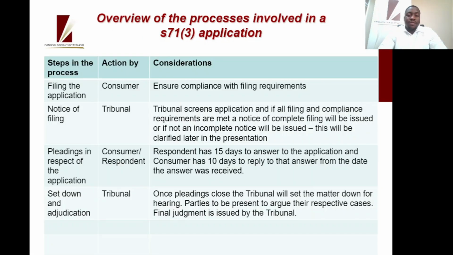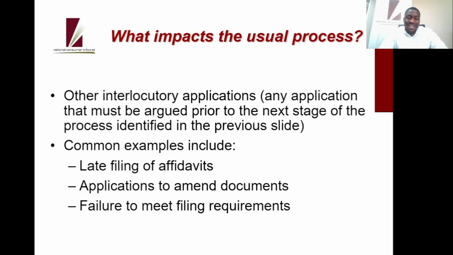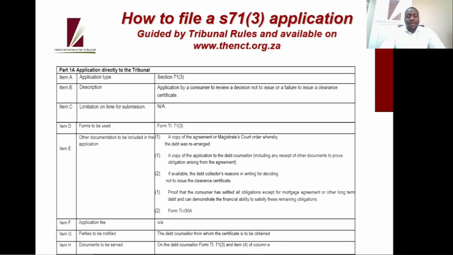The projected table provides an overview of the step-by-step processes involved in filing a Section 71(3) application. There are certain instances that impact the usual process, such as other interlocutory applications. This is any application that must be argued prior to the next stage of the process identified in the previous slide. Common examples include the late filing of affidavits, applications to amend documents, or failure to meet the filing requirements. The projected table provides the guidelines on how to file a Section 71(3) application.